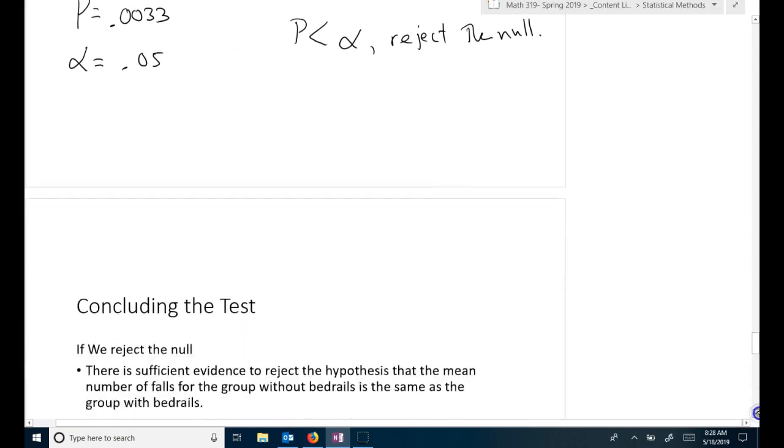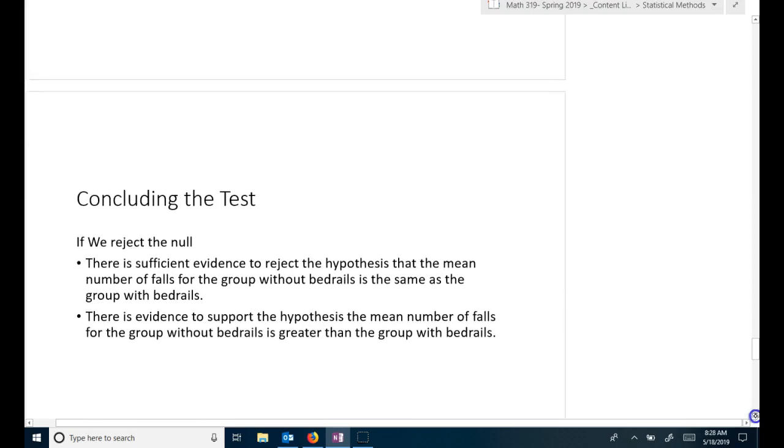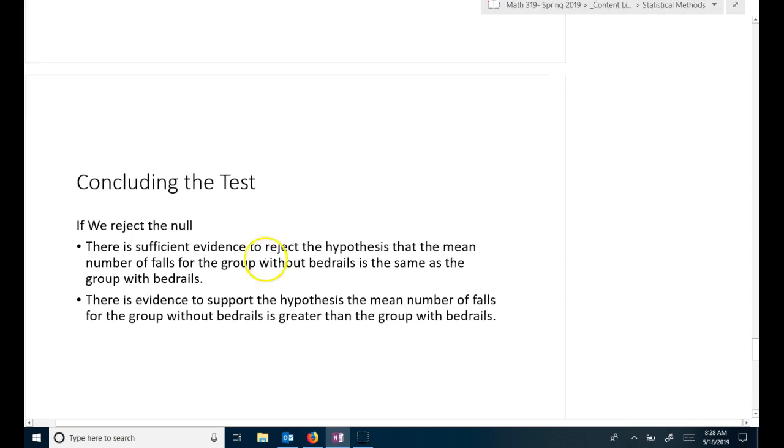Okay? And finally, we get to concluding the test. If we reject the null, here's the kind of conclusion we're going to get. There is sufficient evidence to reject the hypothesis that the mean number of falls for the group without bed rails is the same as the group with bed rails. That's the one we're rejecting, right? We're saying, no, they're not the same, right? This is saying not the same.